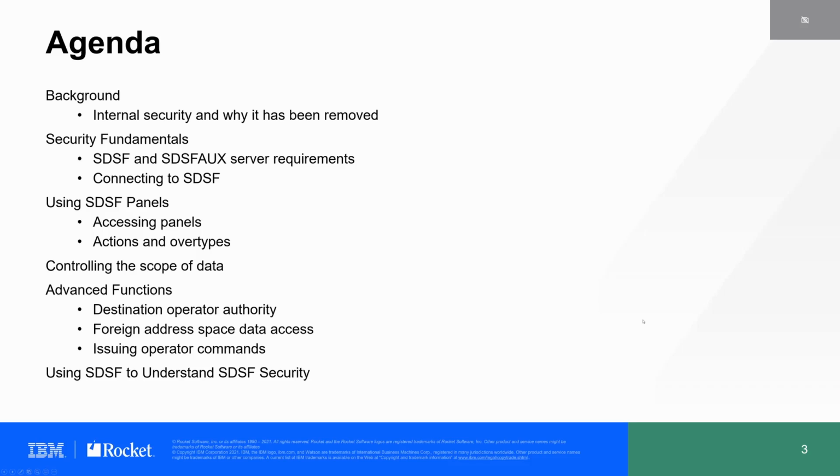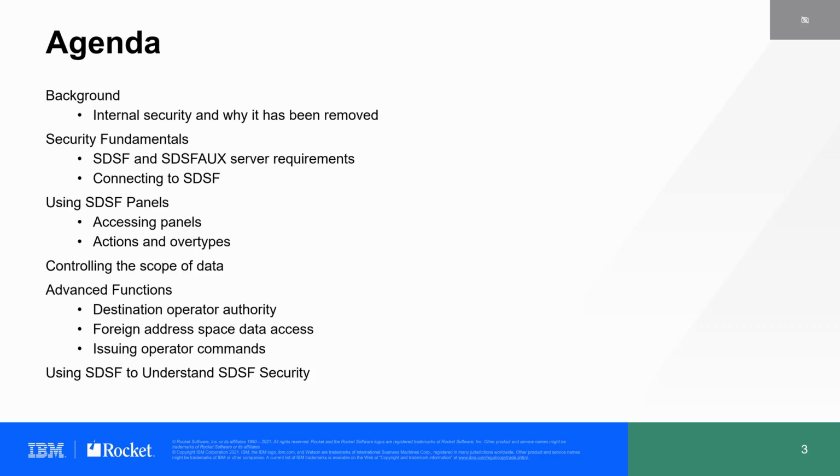Okay, so this is the agenda, what we're going to talk about. A bit of background about why we've removed the internal security in 2.5. Going over some fundamentals of how SDSF works and how we set up our security environment and what our expectations are once a user tries to use the software. Go through basic usage of SDSF panels and what happens. And more importantly, what happens when you try and do something more aggressive, like you could take an action, doing an overtype against a row on one of our tables. A little bit more interesting about controlling the scope of the data that the users can see.